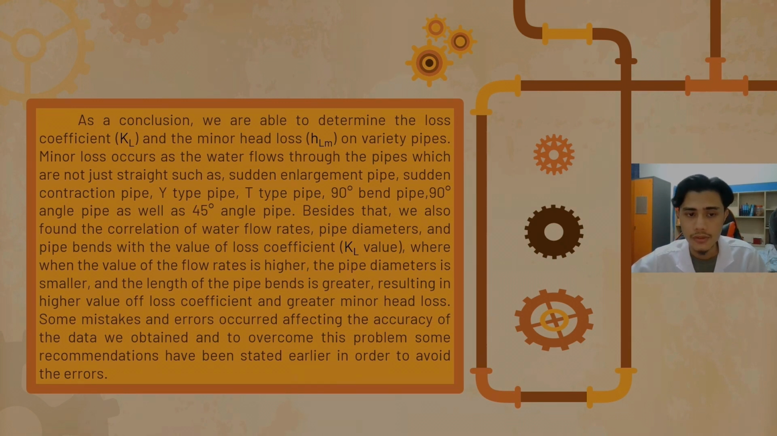Besides that, we also found the correlation of water flow rates, pipe diameters, and pipe bends with the value of the loss coefficient KL, where when the flow rate is higher, the pipe diameter is smaller, and the length of the pipe bends is greater, it results in a higher value of loss coefficient and greater minor head loss. Some mistakes and errors occur affecting the accuracy of the data we obtained, and to overcome this problem, some recommendations have been stated earlier in order to avoid the errors.